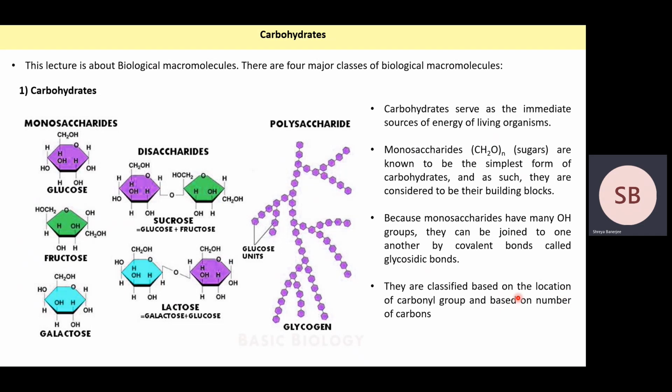Disaccharides are classified based on the location of carbonyl groups and the number of carbons. And in polysaccharides, numerous different monosaccharides come together forming glycosidic bonds. Like you can see, this is a polysaccharide, glycogen, made up of numerous glucose units.